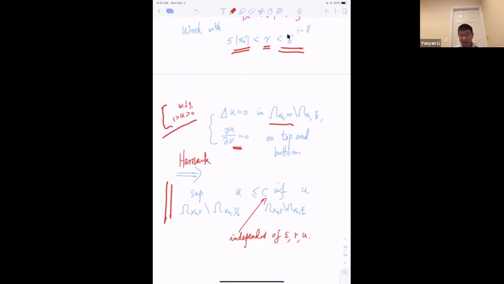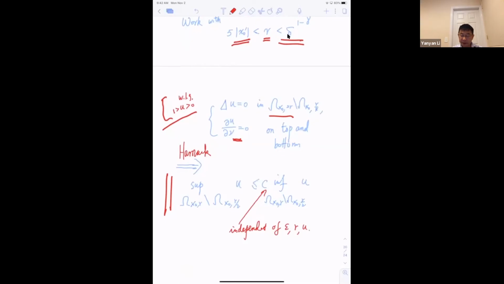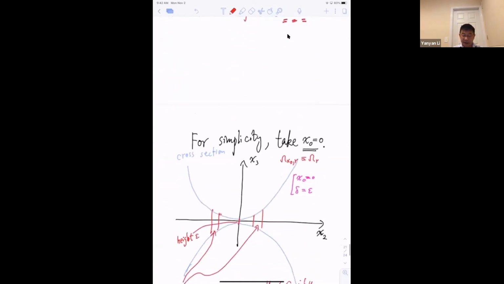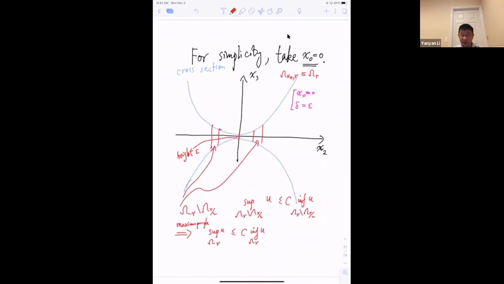Yes, Harnack. So we have this Harnack. This constant depends on epsilon, independent of epsilon, R and U. So this C goes into that gain of beta. So that's why our beta is not so good, not optimal.